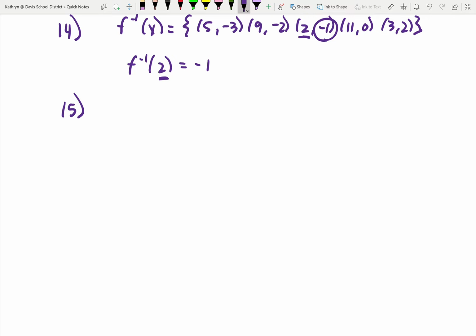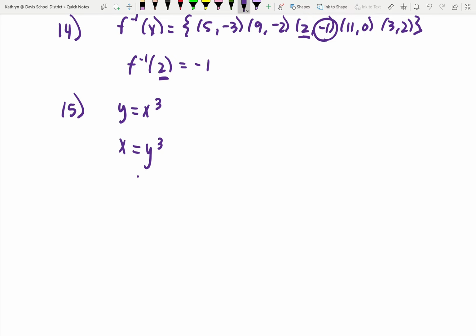Find the inverse. Okay, let me start all over because that was not clear. The original problem is y equals x to the third. To find an inverse, switch the x's and y's. Then you have to solve for y.